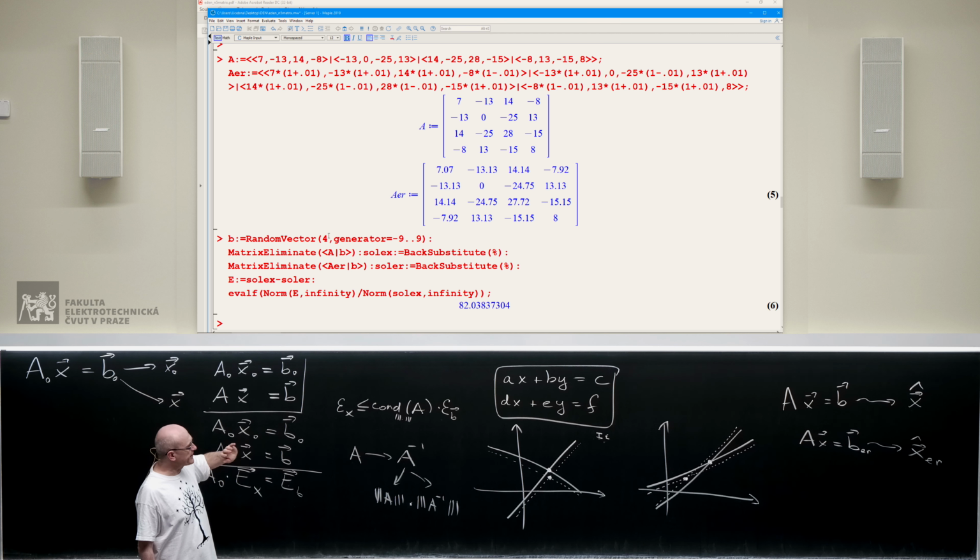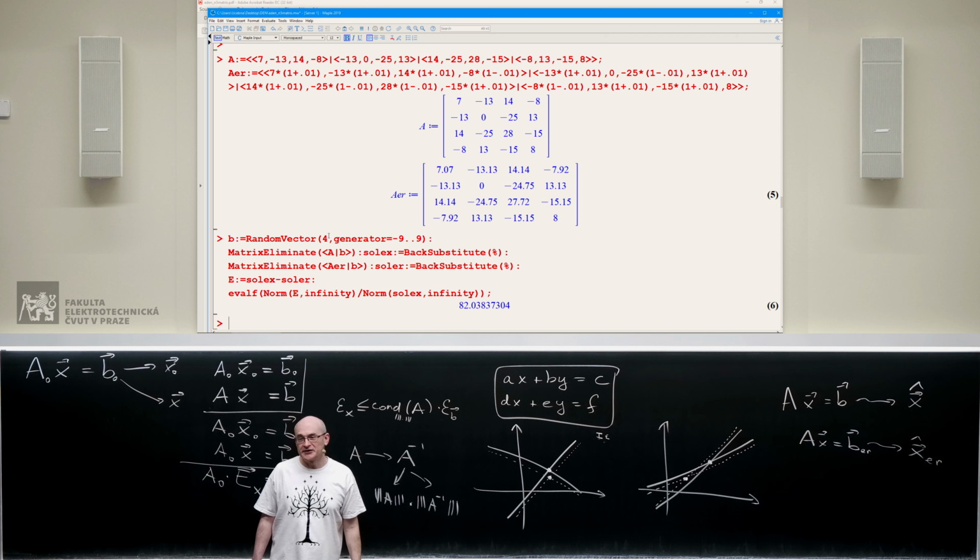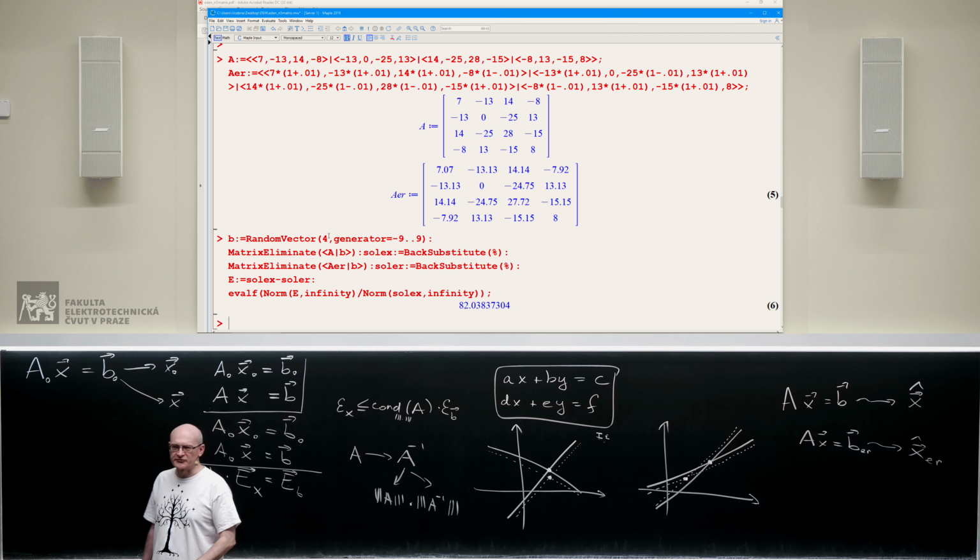Okay, that's it for the theory. And next time we will explore a totally different way of solving systems of linear equations. And you will see why it is important and why it's useful.